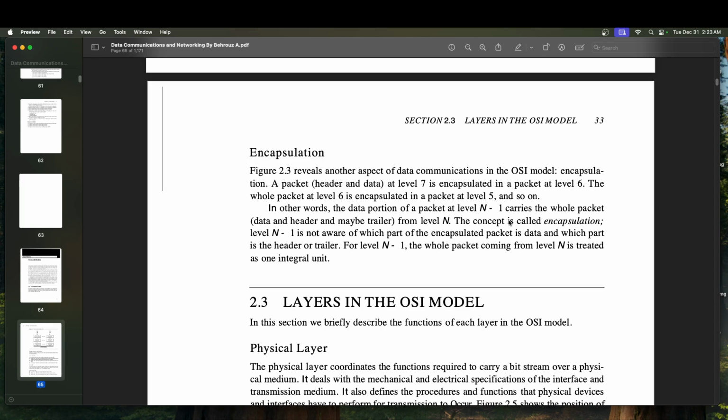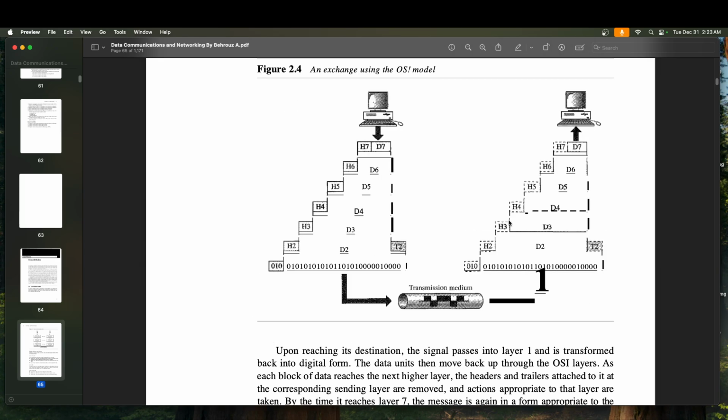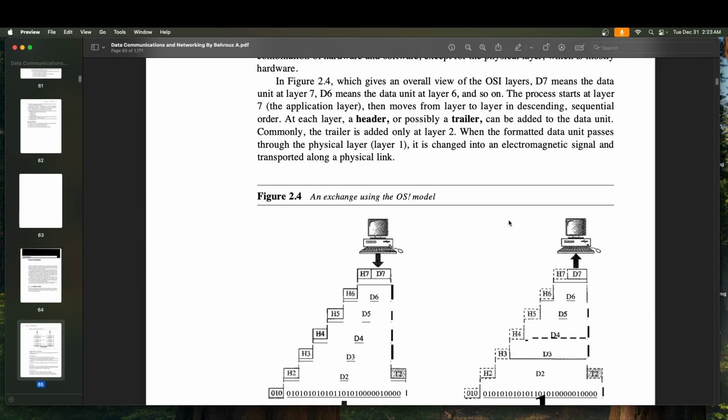In the OSI model, a packet at level 7 is encapsulated in a packet at level 6. The whole packet at level 6 is encapsulated in the packet at level 5. So as the packet keeps on moving, the header will attach on top. So this is my data, right?